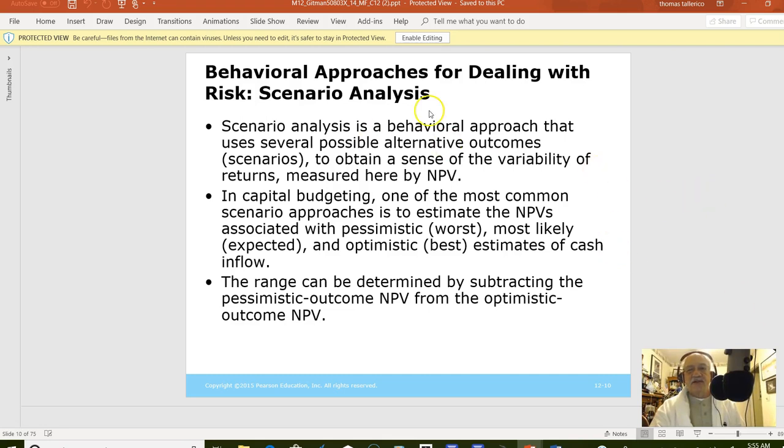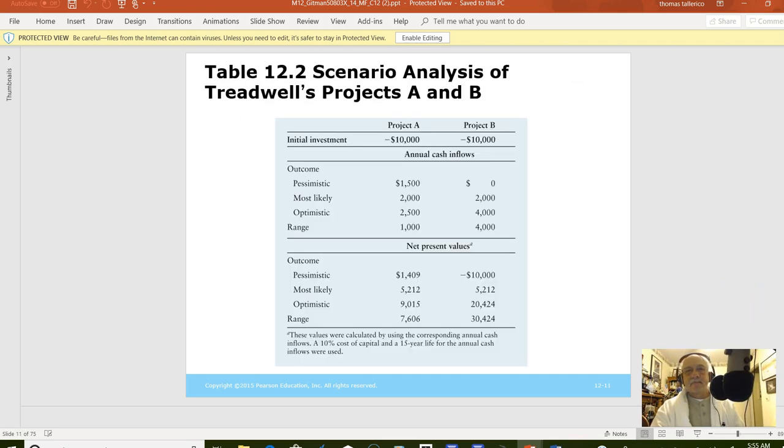Scenario analysis is just a couple of definitions of different scenarios you can take. And again, you should always read the chapters to back up these videos, all right? So here's different scenario analysis. Here are two projects, A and B. Both have the same initial investment, right?